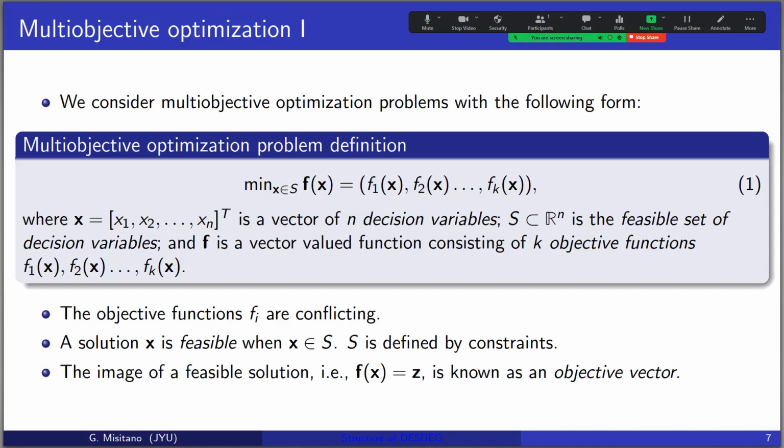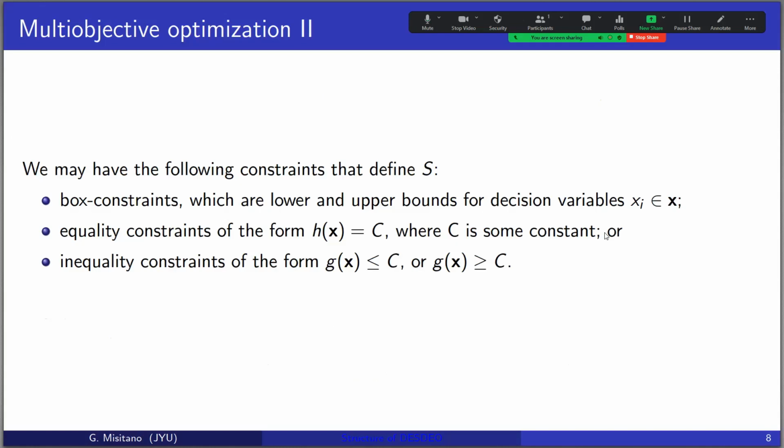I will also talk about solutions, but what I generally mean by solutions is usually the objective vectors, or the image of a solution, x in S. With constraints, we may mean a couple of things. First of all, we might have box constraints on the decision variables, which are basically upper and lower bounds that the variables may vary between. But we also might have equality constraints and also inequality constraints, where h and g might be some function of the decision variables x.